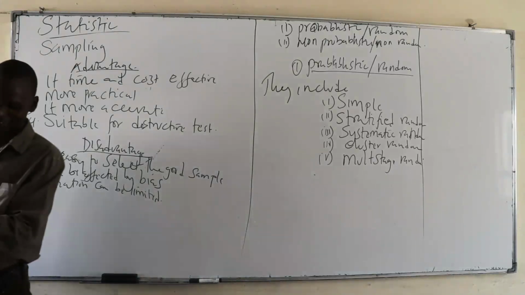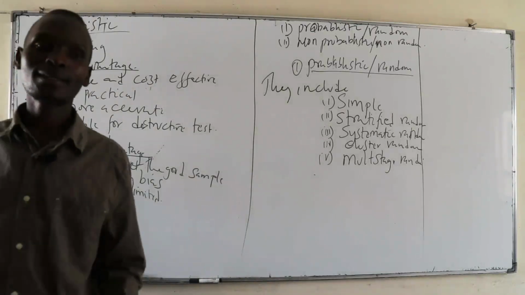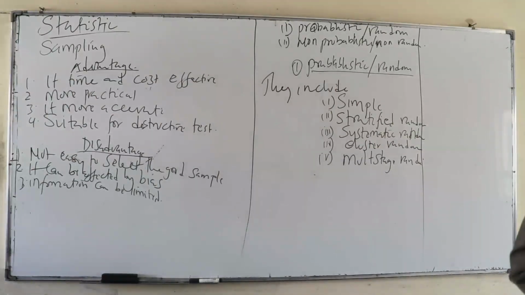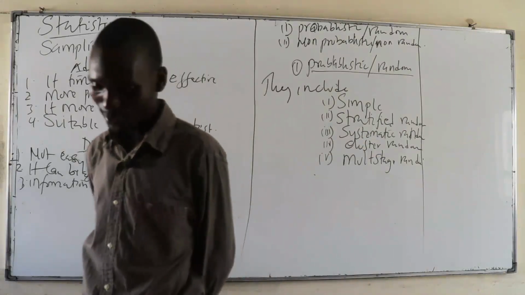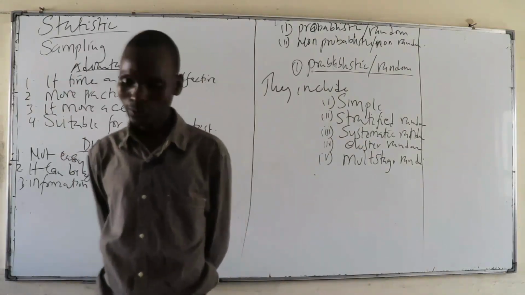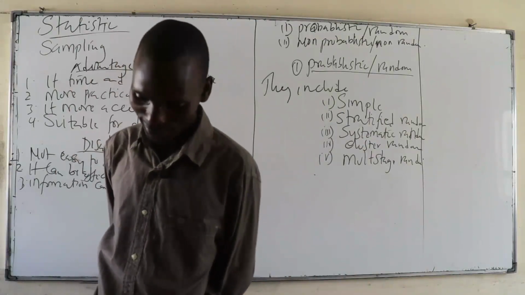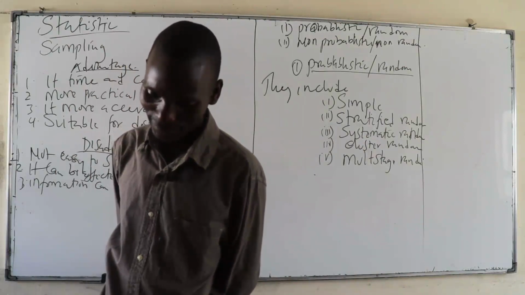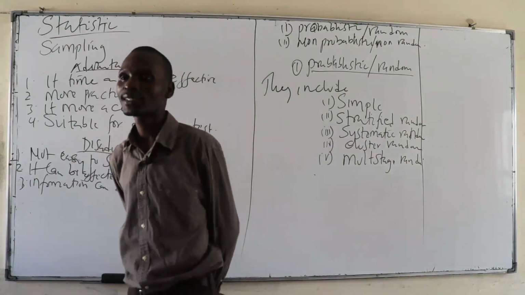Roman 1, identify the different groups in the population. Roman 2, calculate the proportion of each group in the population. Lastly, select the sample from each strata.